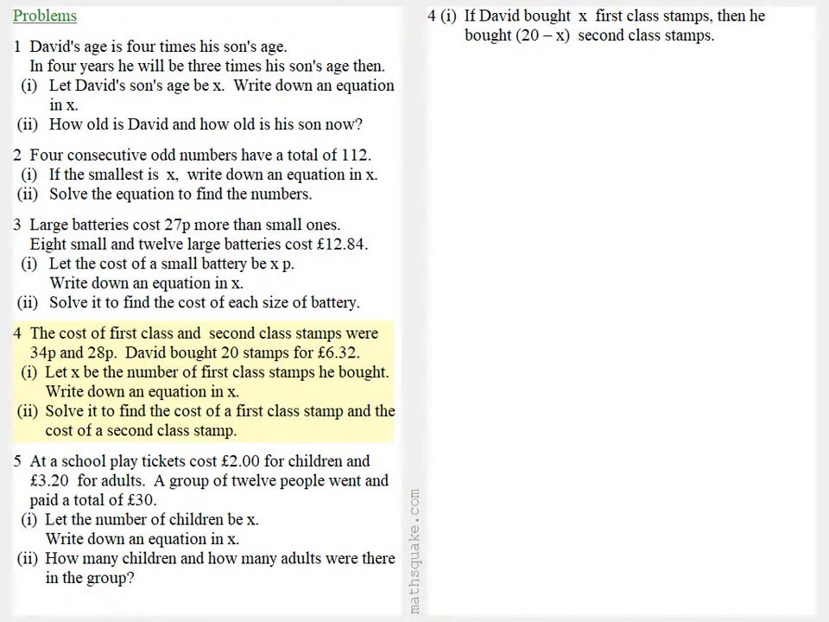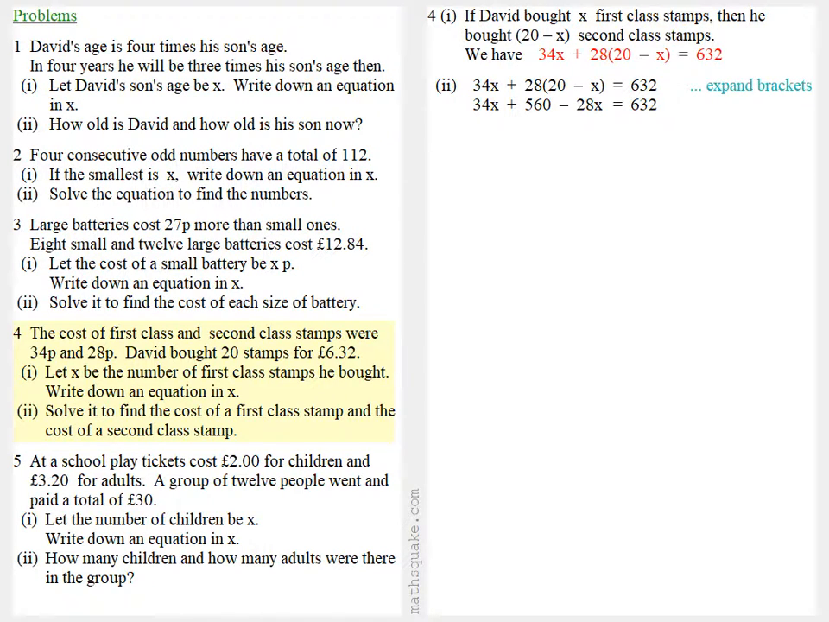Well, if David bought x first class stamps, then he bought 20 minus x second class stamps. We have 34 times the number of first class stamps plus 28 times the number of second class stamps equals £6.32. Or, working in pence, 34x plus 28 into 20 minus x equals 632. That's our equation.